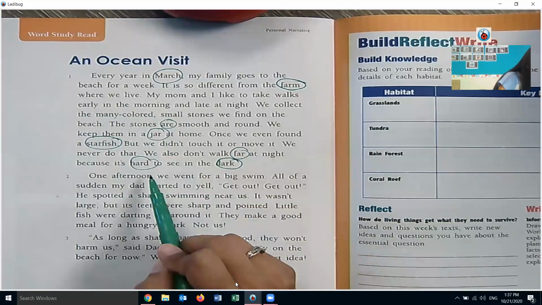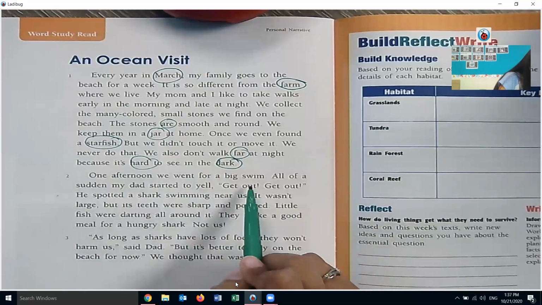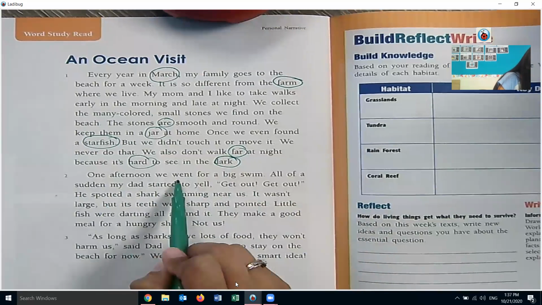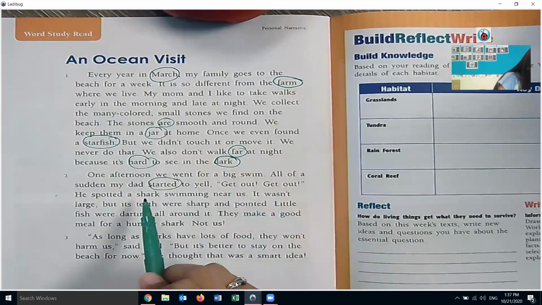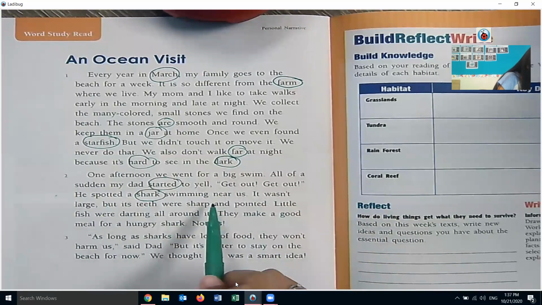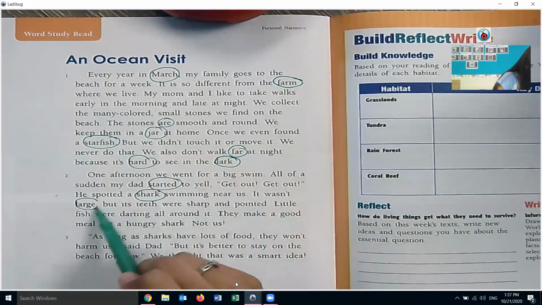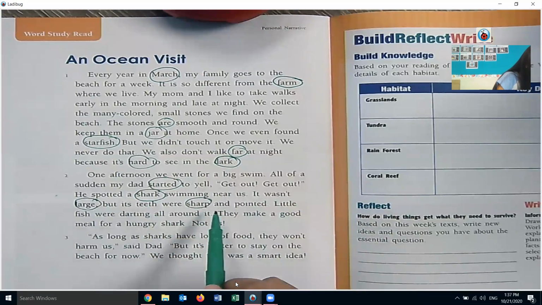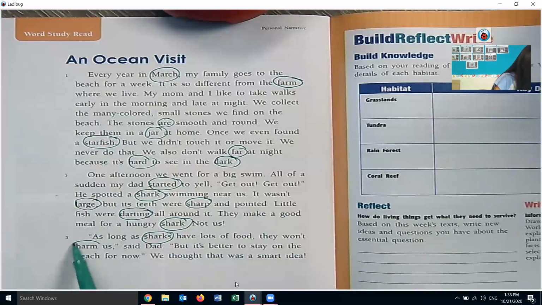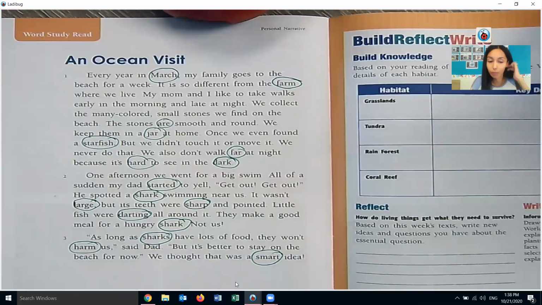One afternoon, we went for a big swim. All of a sudden, my dad started to yell, "Get out, get out!" He spotted a shark swimming near us. It wasn't large, but its teeth were sharp and pointed. Little fish were darting all around it. They make a good meal for a hungry shark, not us. "As long as sharks have lots of food, they won't harm us," said Dad. "But it's better to stay on the beach for now." We thought that was a smart idea. What an adventure, oh my goodness.